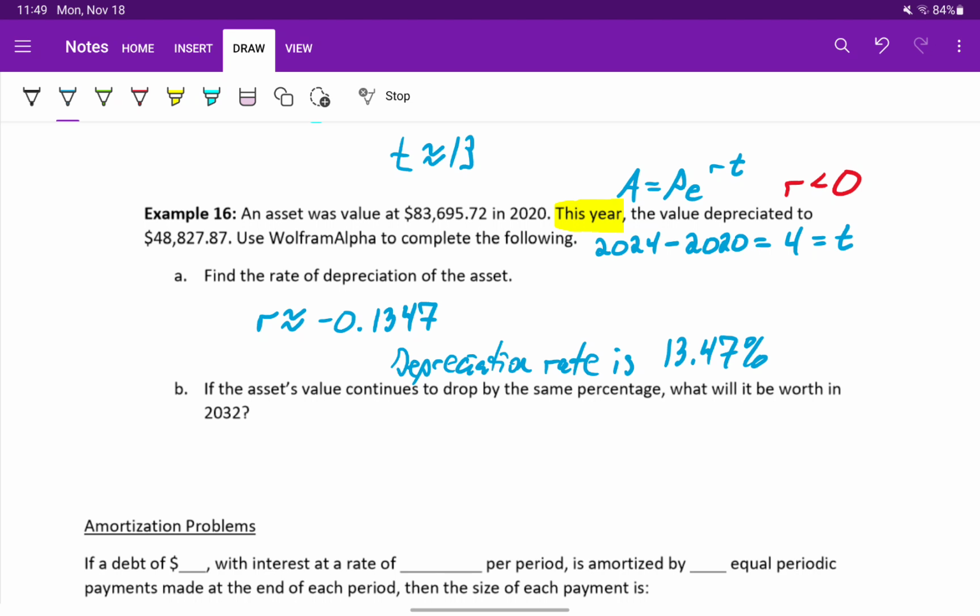In part B, if the asset's value continues to drop at that same rate, what will it be worth in 2032? So 2032 minus our original year of 2020 means we're going to plug in a value for t of 12.